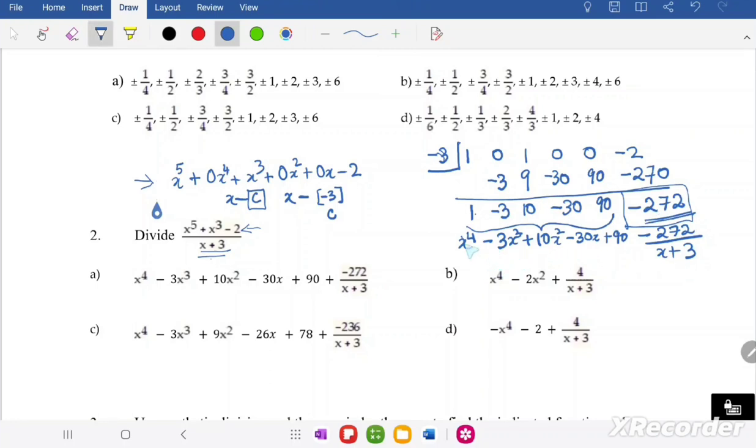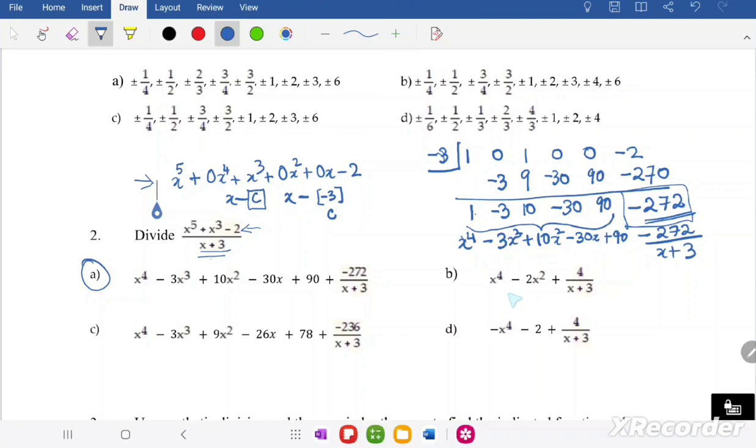x to the fourth minus 3x cubed, I'm looking at A first, plus 10x squared minus 30x plus 90 minus 272 divided by x plus 3. So this matches with our answer here. So I'm going to circle A, but I'm also going to check out the rest of the answers.